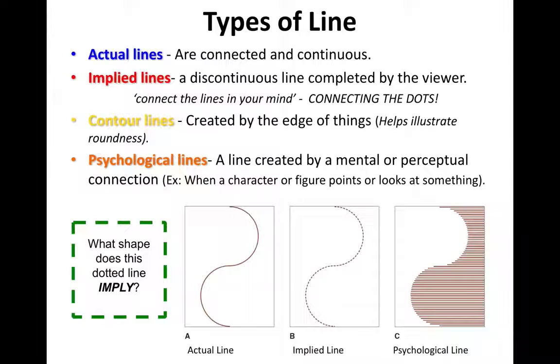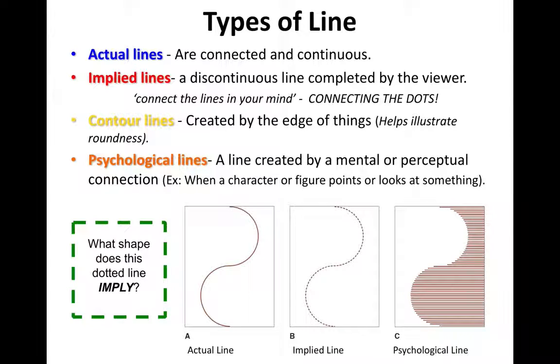Implied lines, as you can see in the box labeled B, are a discontinuous line completed by the viewer. We are connecting these dots, or these smaller little lines that are broken up. They are not all connected. But when we see them grouped together like this in proximity, we look back over at A and they look the same. It is just broken up and it's implying that line. Think of ducks in a row. We see these ducks following their mother, and then it's implying this line, this row.